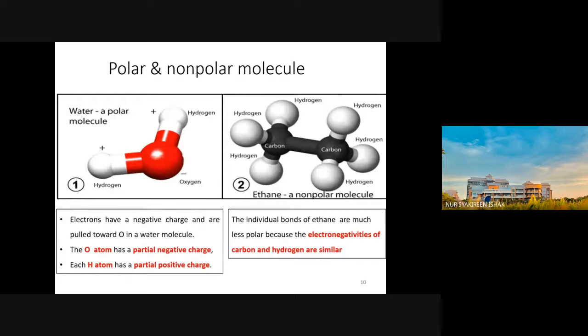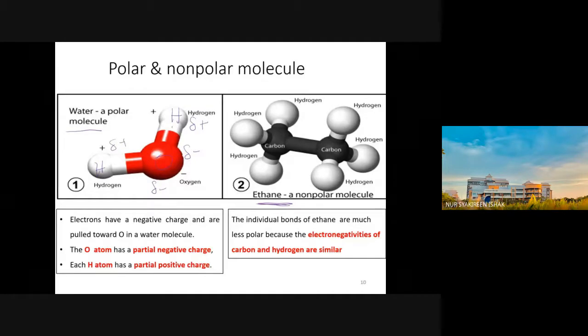So in this diagram, it shows you two different molecules. The first one here is a water molecule, and the second one here is ethane. Ethane is an example of a hydrocarbon. It is composed of carbon and hydrogen. Water molecule is composed of one oxygen bonded to two hydrogen. The hydrogen atoms each will have a partial positive charge, and as for oxygen, it has a partial negative charge. Electrons have a negative charge and are pulled toward oxygen in a water molecule.